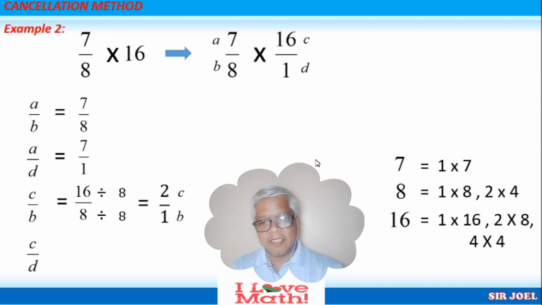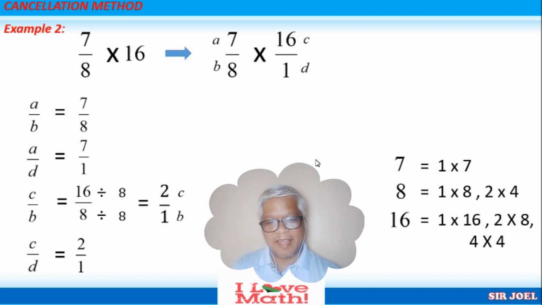Last pattern, C over D. So, what is C over D? It is 2 over 1. Oh, bakit nga naging 2? 16 ang original? Tama. Kasi nga, nakinig na mabuti ha. Kasi nga, sabi natin kanina, the new value of C is 2. And then, the new value of D is 1 pa rin naman. Wala palang nabago. So, C over D then is 2 over 1.